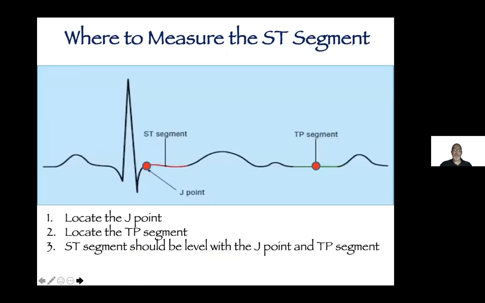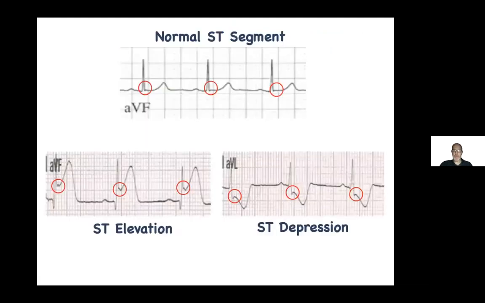So where do we measure? If you find your J point, where your QRS, and I use that term generically, because this is obviously a QRS because you see it, whoops, my bad.